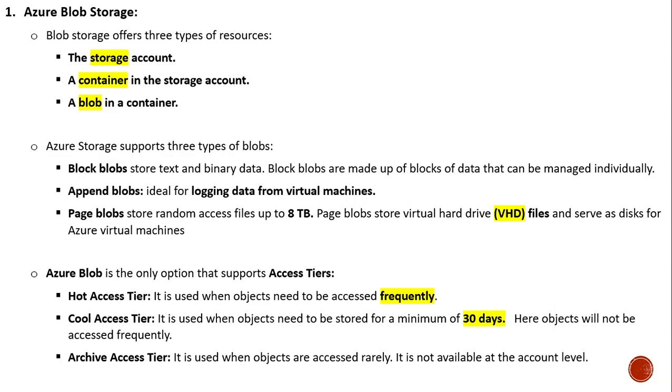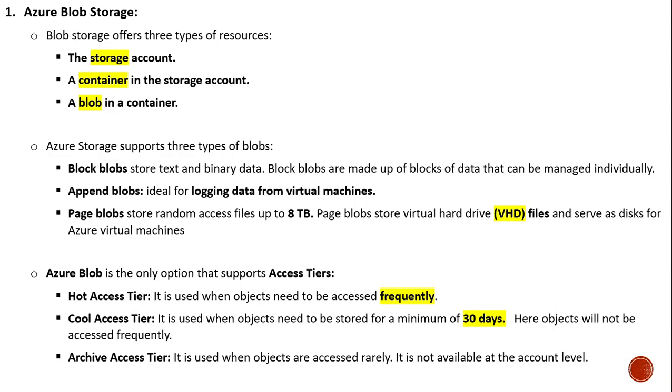And so a most important part of Azure Blob is it is the only option in Azure which supports the access tiers. So we have three access tiers, and these three access tiers are very important from exam perspective. So you'll find many questions on these access tiers. So the first one is the hot access tier. So hot access tier is used when the data is accessed frequently.